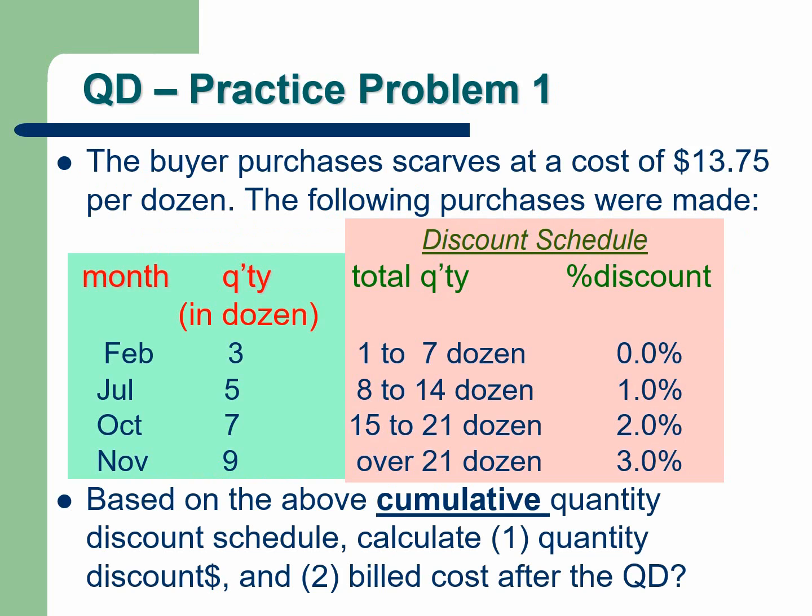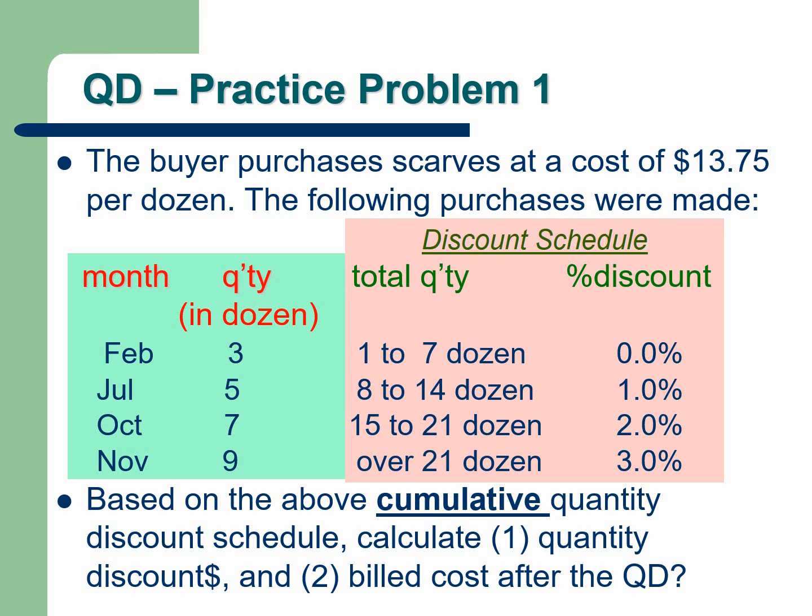Let's work on another practice problem of the quantity discount. Okay, in this case, let's say the buyer purchases the merchandise, scarves, at a cost of $13.75 per dozen. The following purchases were made throughout the year. In February, if you look at the green box on the left side of the screen, there's month and purchase quantity. In February, 3 dozens were purchased. In July, 5 dozens. October, 7 dozens. And November, 9 dozens. So there were 4 different purchase orders in different quantities.